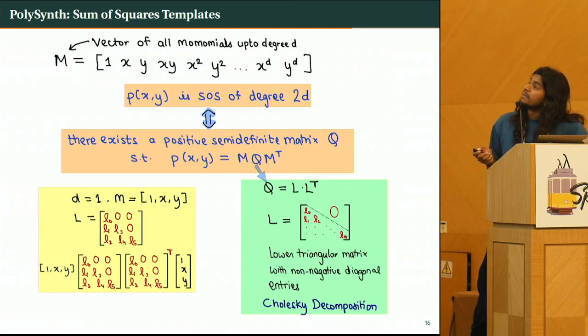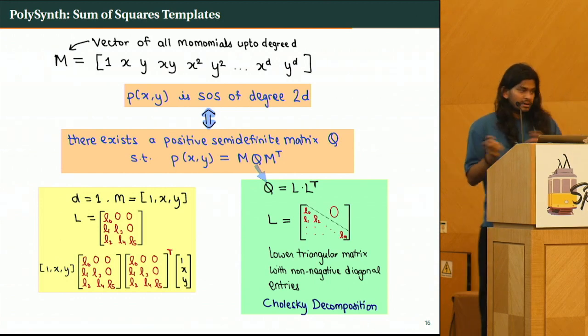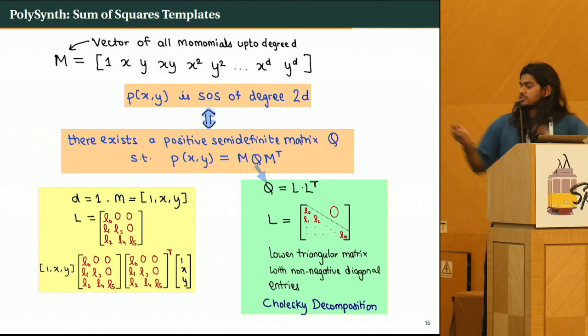A matrix is positive semi-definite if it has a decomposition that you can write as L times L transpose, where L is a lower triangular matrix. For example, if D is equal to 1 and m is (1, x, y), I'm trying to find an SOS of degree 2 in x and y. Then I can construct this L matrix, multiply this whole thing out, and whatever I get will always be an SOS. That follows from these theorems.